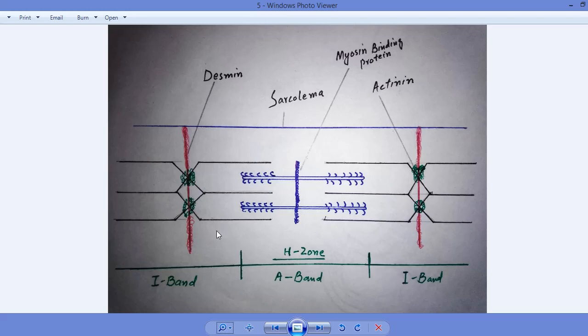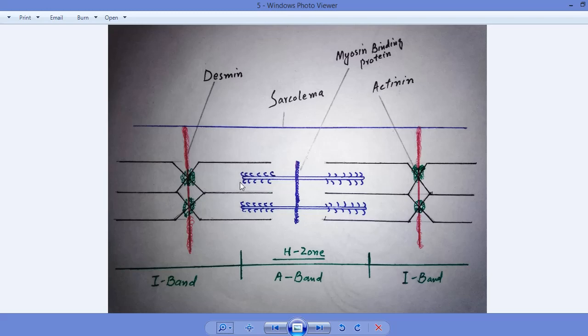As we see in this diagram, when plane polarized light is passed through the myofibril at this area, the diffraction of the plane polarized light will be the same as the incident angle. But if we pass the plane polarized light through this area where there is overlapping, or where there is myosin filament, the angle of diffraction of the light will be different.